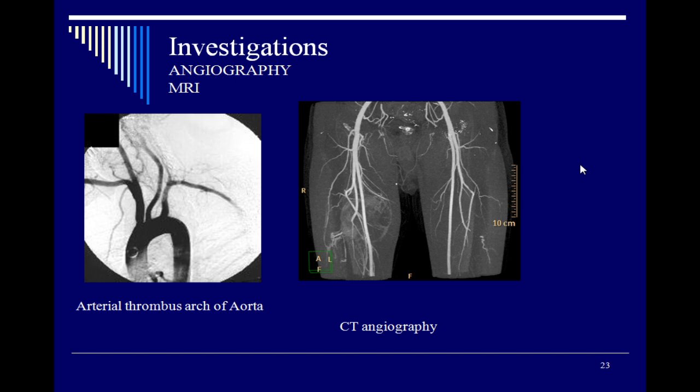Also, in this picture, you can see some of the investigations: angiography and MRI. In the first picture is arterial thrombosis of the arch of the aorta, and the second is CT angiography.